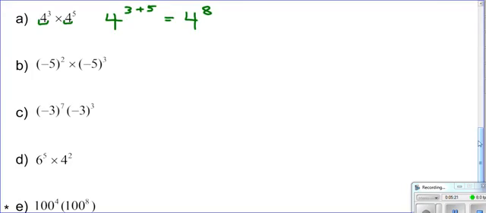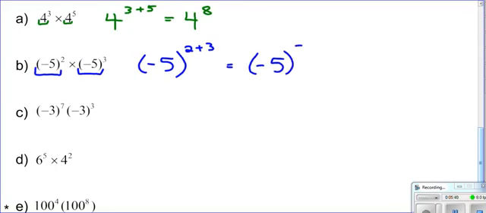In example B, again we have brackets, so the negative is part of the base, so negative 5 squared times negative 5 cubed. We have the same base being multiplied, and so we add the exponents. I hope you notice that the base hasn't changed at all. So negative 5 to the power of 5. Okay, third one.